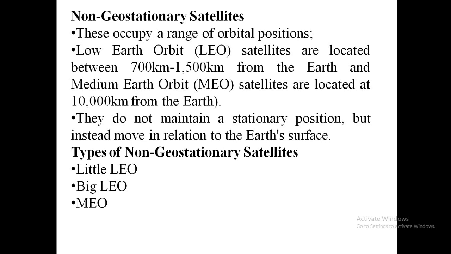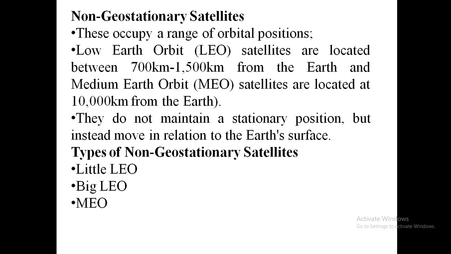Non-geostationary satellites occupy a range of orbital positions, and we have low Earth orbit satellites as well as medium Earth orbit satellites. Low Earth orbit, LEO, satellites are located between 700 km to 1500 km from the Earth, and medium Earth orbit satellites are located at about 10,000 km from the Earth. They do not maintain a stationary position but instead move in relation to the Earth's surface.